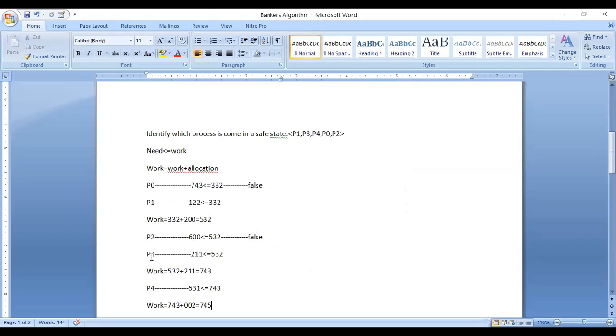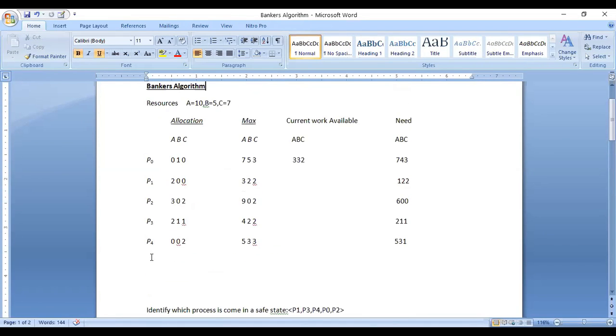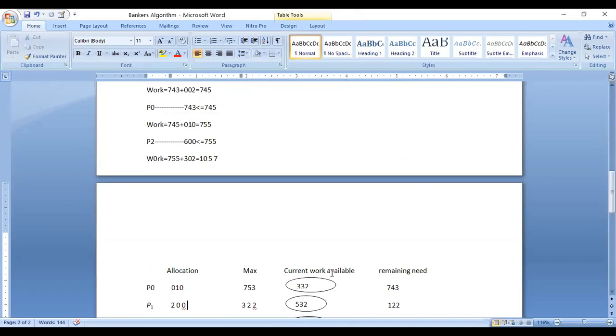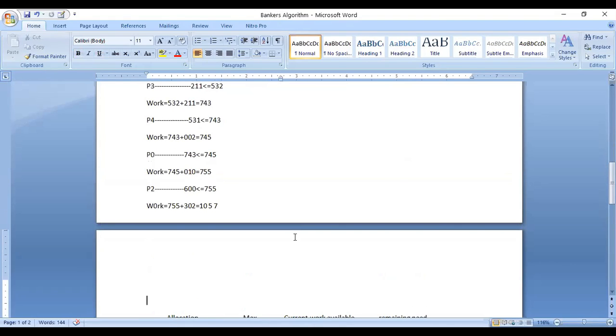Then next, P3. What is P3's need of resources? P3's need is 211. So 211 is less than or equal to 532. Why? Because 332 is updated to 532. So 211 is less than or equal to 532. The condition is true. Why? Because 2 is less than or equal to 5, 1 is less than or equal to 3, and 1 is less than or equal to 2.